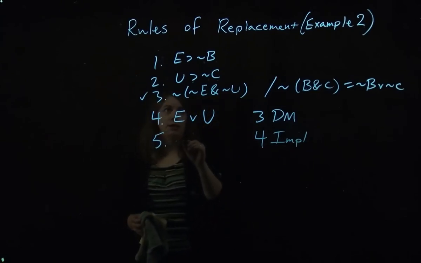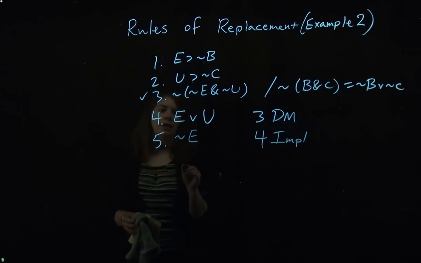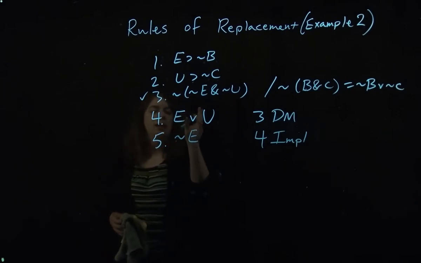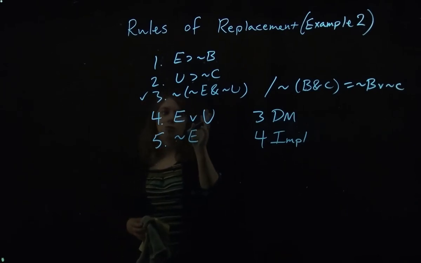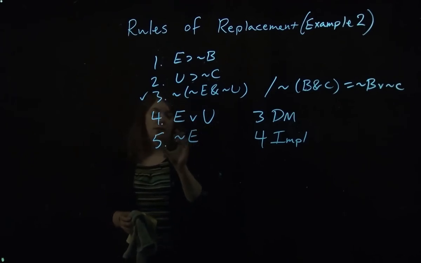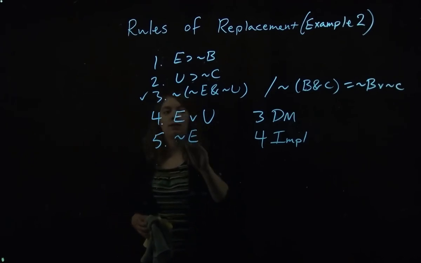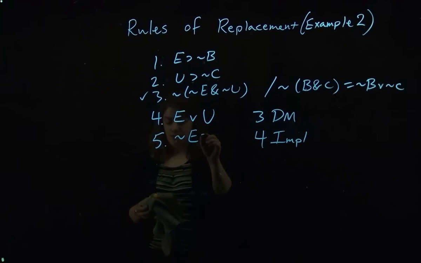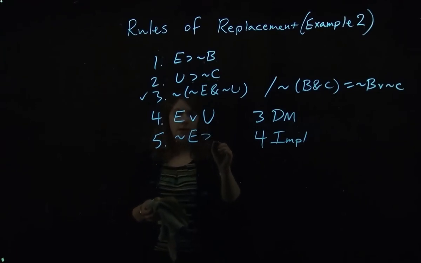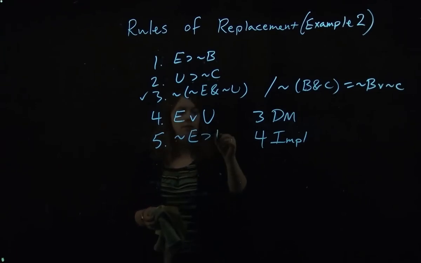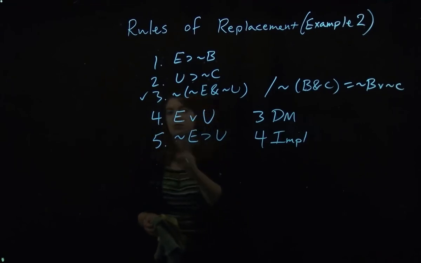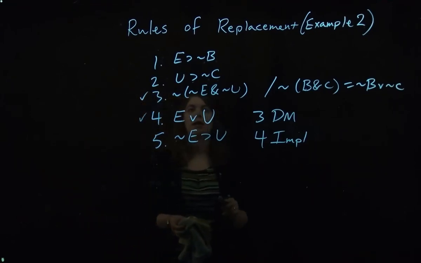So if we do that, then we get not E, because again, with implication, whether you're starting with a disjunct or a conditional, the opposite is going to negate it. So in this case, here we have not E, and then U here, right? So we're done with this line 4.